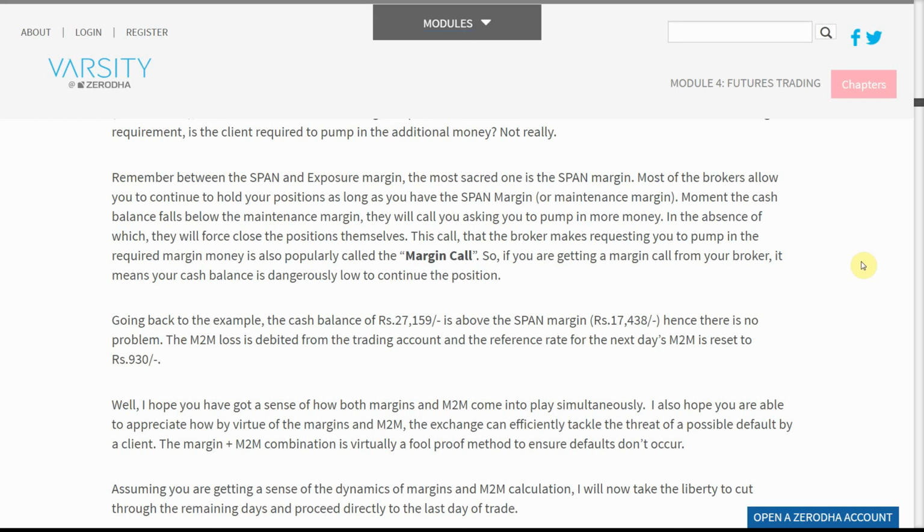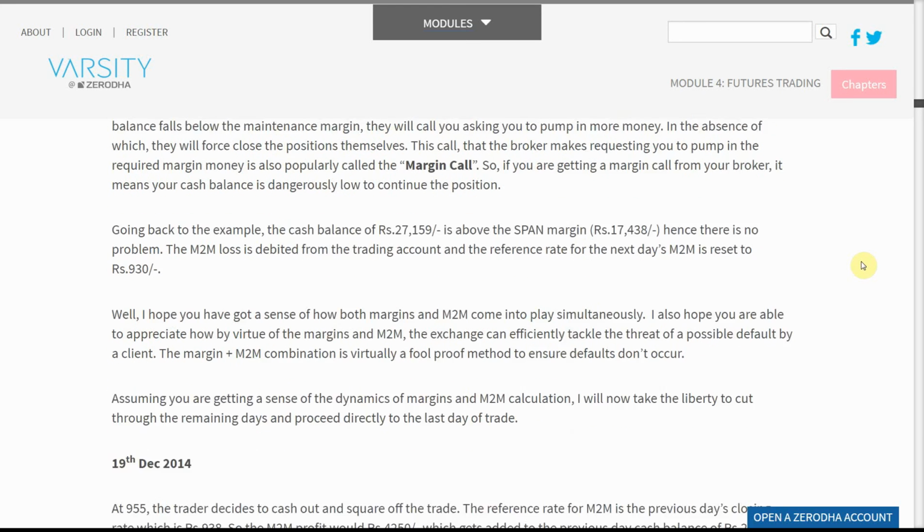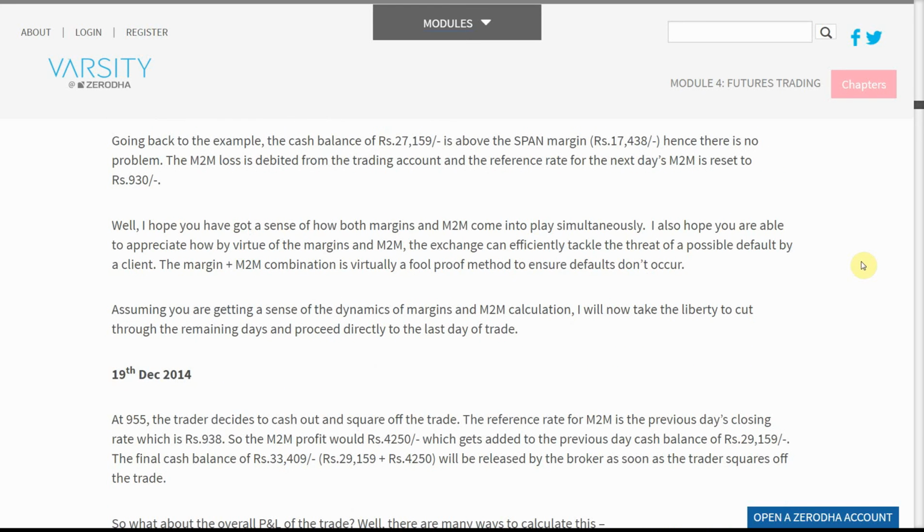Going back to the example, the cash balance of 27,159 rupees per is above the span margin, 17,438 rupees per, hence there is no problem. The M2M loss is debited from the trading account and the reference rate for the next day's M2M is reset to 930 rupees per.